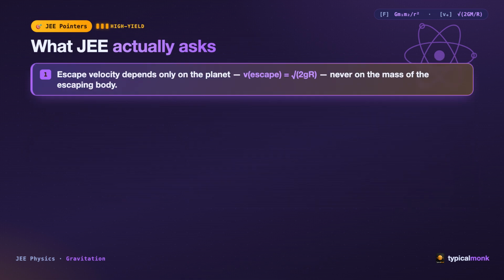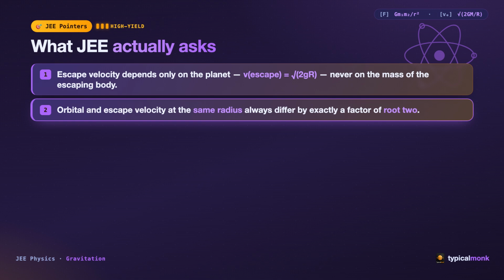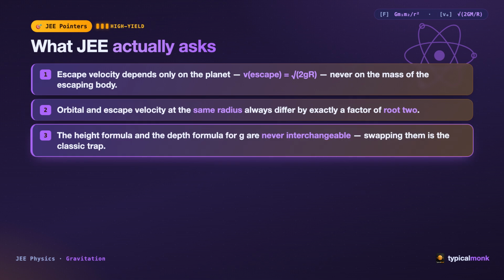Now sit up straight. These 5 lines are what JEE actually asks, year after year. 1. Escape velocity depends only on the planet. V escape equals the square root of 2gR, and never on the mass of whatever is trying to escape. 2. Compared at the same radius, orbital velocity and escape velocity always differ by exactly a factor of root 2. Memorize that ratio cold.